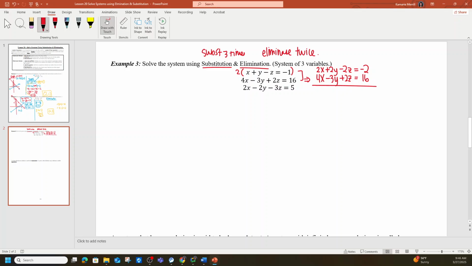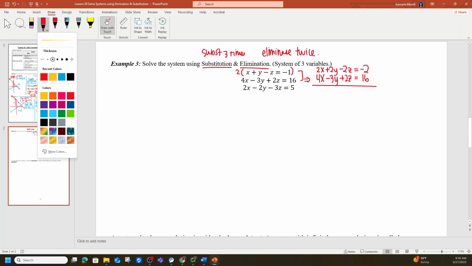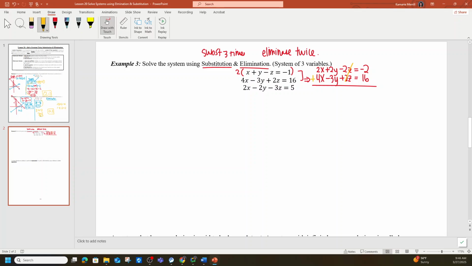Okay, so we're choosing to eliminate z's. What do I get once I eliminate and I go to add this? What do I get when I eliminate my z's? 6x minus 1y is equal to 14. Okay, now I have two variables, but I do have to have two equations. So I have to somehow get another equation with x's and y's.